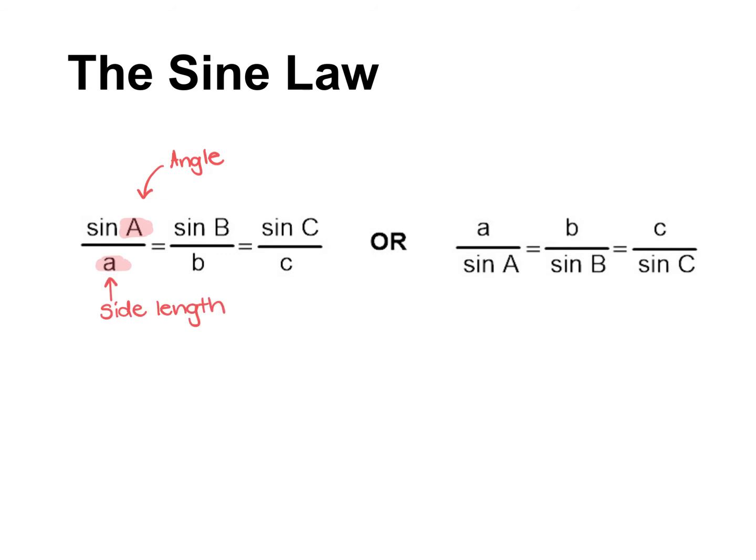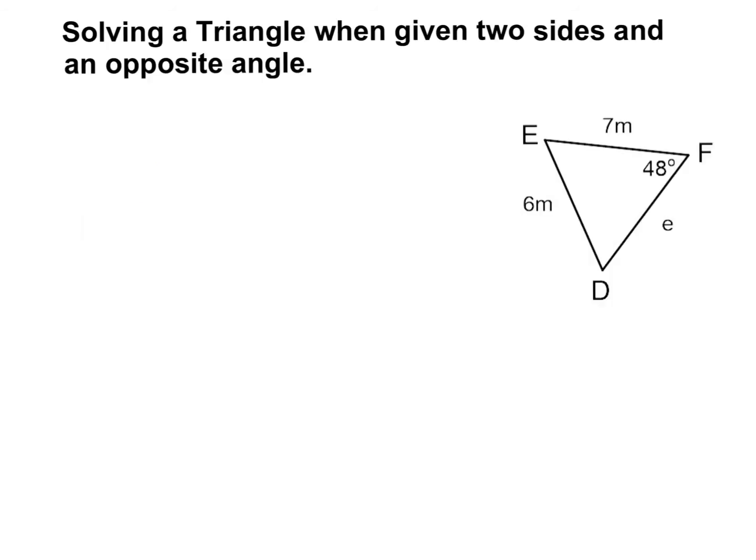Now sometimes people tend to use the equation on the left to find angles because they're on top. And they tend to use the equation on the right to find sides because the sides are on top. But both will actually work for angles or for sides. In this question, we are asked to find two angles and a side to help us solve the full triangle.